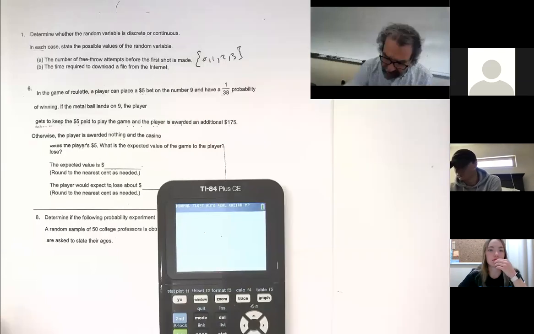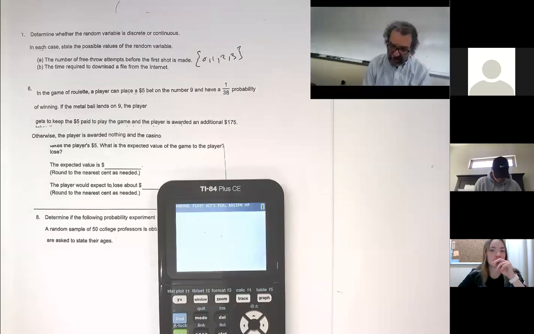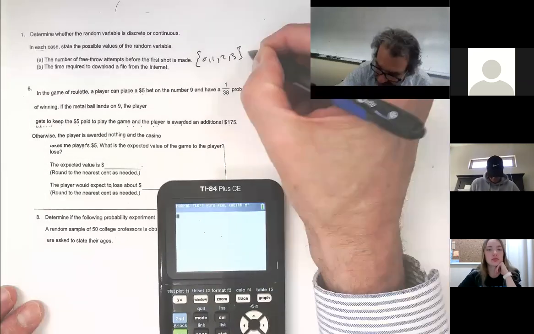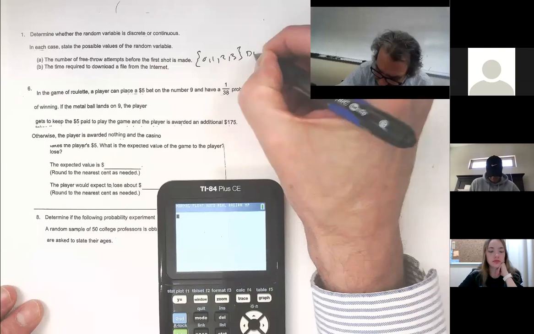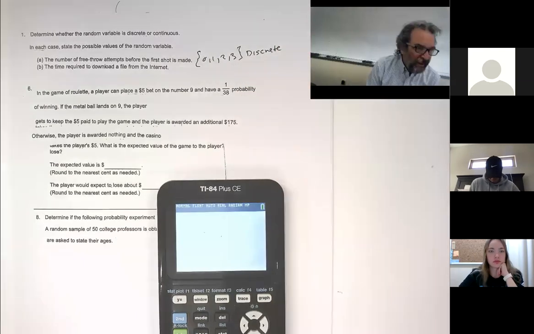You might have made the first shot. Attempts before. So could you have made 3? I guess you could have made 3 attempts and none of them get made. Oh, before the, I guess that's okay. So that would be called discrete because I can make a list. If you can make a list like that with commas in between, it's discrete.